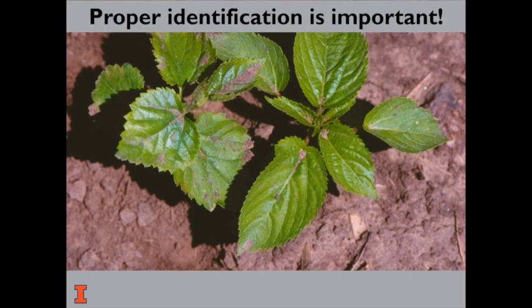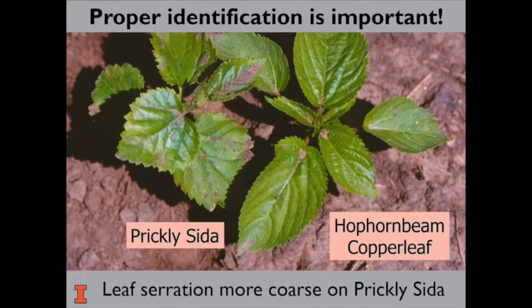When we look closer, we see that the leaf serration is more coarse on the left and more finely toothed on the right. The plant on the left is prickly sida, and the plant on the right is hop-horn beam copperleaf, which is a newer problem across Illinois that can be challenging. It is a type of spurge, but does not have the characteristic sap of spurges. As these two seedlings develop further, they will be much easier to tell apart. Again, proper identification is crucial to good weed control.